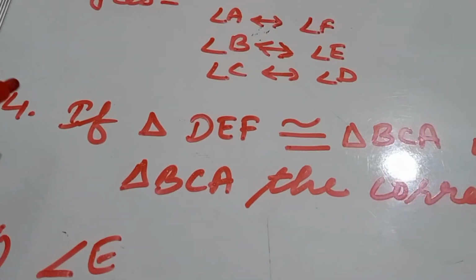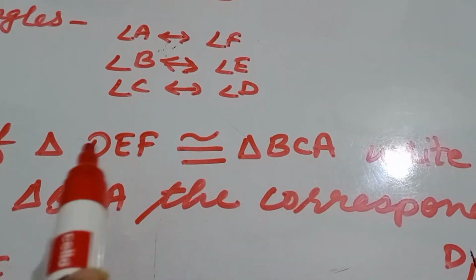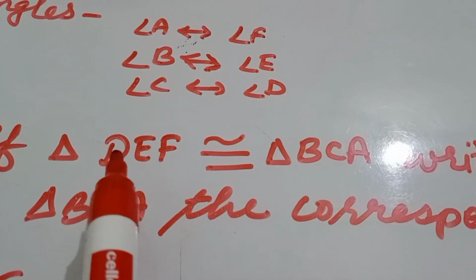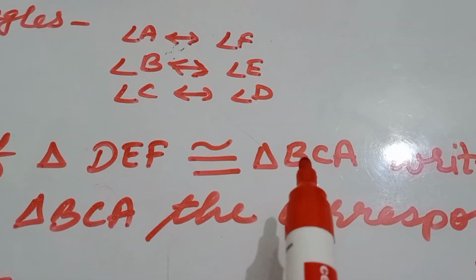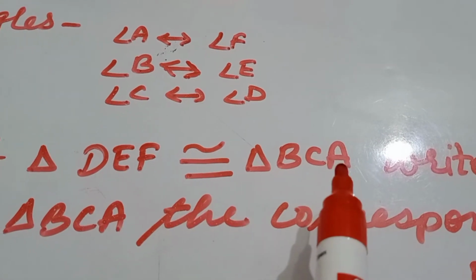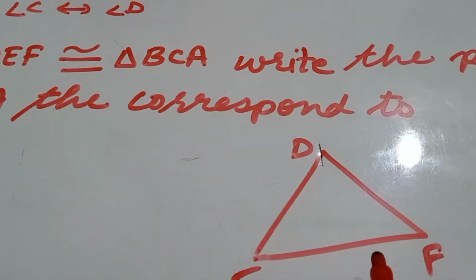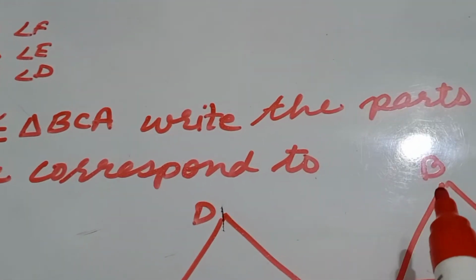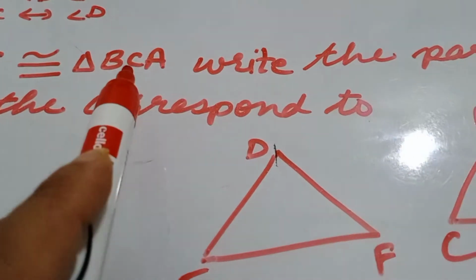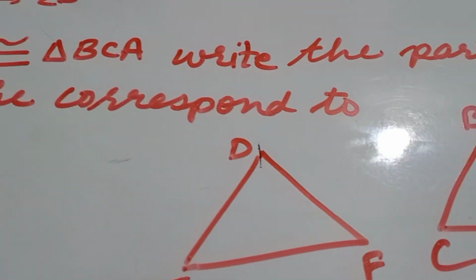Now question number 4: if triangle DEF is congruent to triangle BCA. Students, if the congruent symbol and triangles are given, then this vertex will match this vertex and this vertex will match this vertex. So while drawing it, D, E, F, so D is on top, so B will be on top. E is here, so second is E and here C will be, and here F, here E. So we have to take care of it.